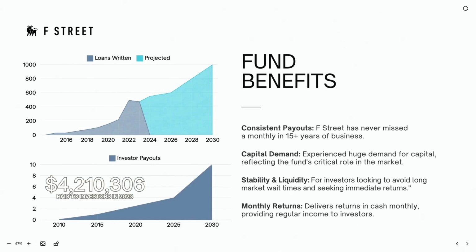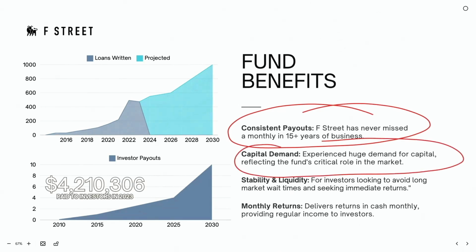So, fund benefits, consistent payout. F Street has never missed a payment in 15 plus years. I have never missed a payment. I have references and referrals to assure you that. Call them, talk to them, do your due diligence, please. We'll give you names and numbers, call them, ask them questions about us. Please do so. We continue to have tons of demand for our product.